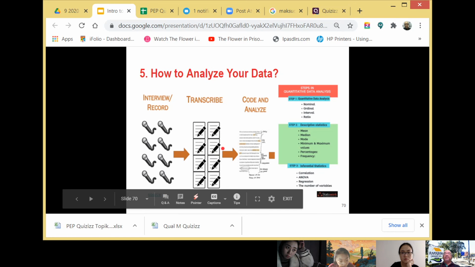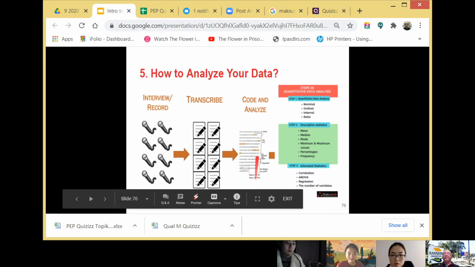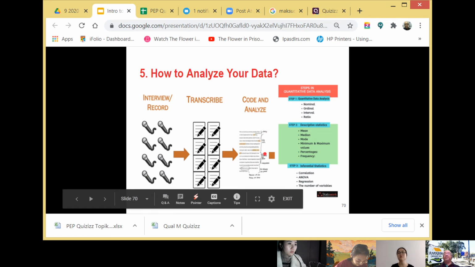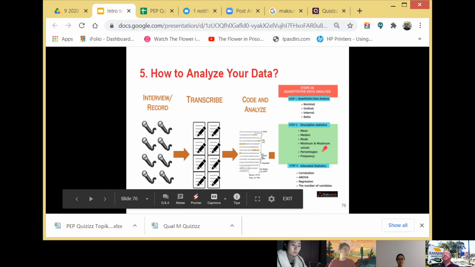And after that, we do the coding and we analyze. Manually, for example, you highlight certain phrases, certain sentences, and then you put a label here. So this is the code. From the codes there, you see the pattern. So you have something like this. Then you go further and analyze further. So you probably have something like this.